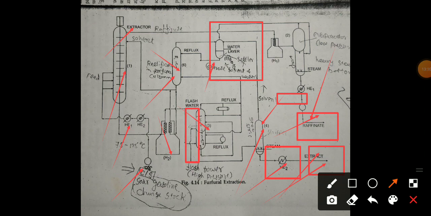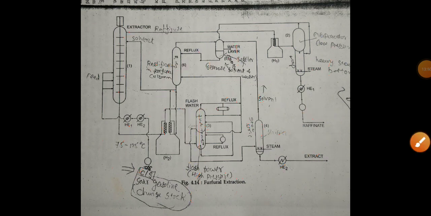After cooling to room temperature, the furfural-rich layer contains 96% furfural, whereas the water layer contains only 8%. So the rich layer has 96% and the other has 8% only. And 34% furfural is present in the azeotrope.